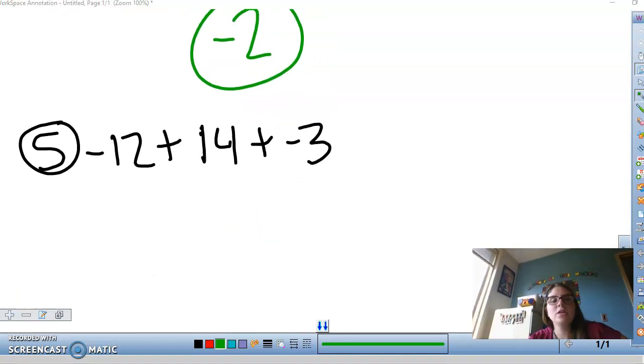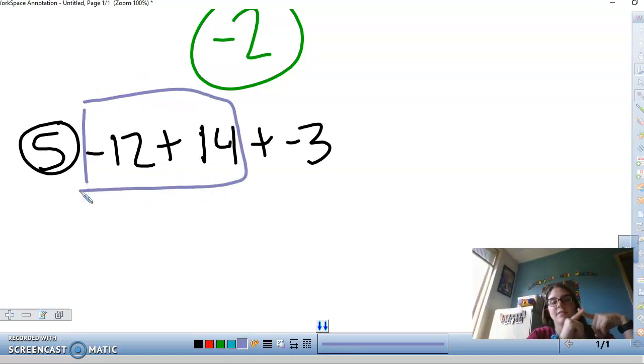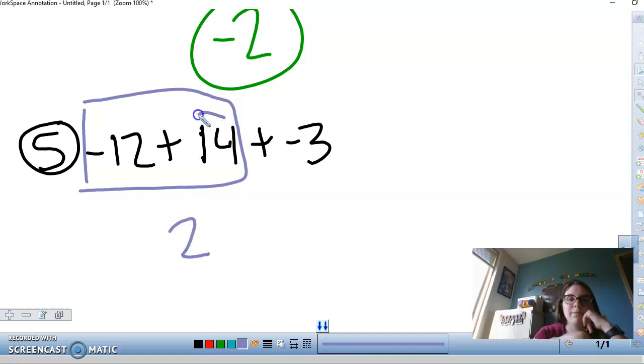All right. So my next one, again, I have three numbers. I have -12 plus 14 plus -3. I'm just going to start by looking at the first two. So I have -12 plus 14. I can see those are different signs, so I'm going to subtract. So 14 minus 12 is going to be 2. And then I keep the sign of the bigger number. My bigger number here is 14, so it's going to stay positive.